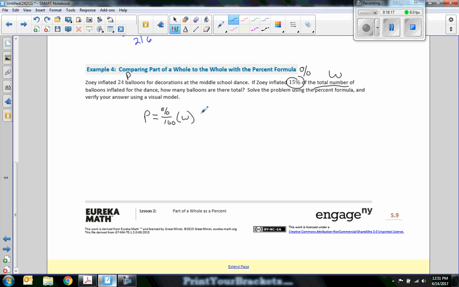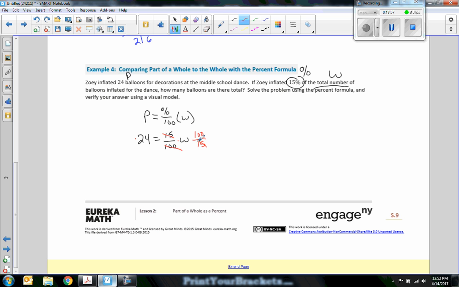It says how many balloons are there total, so I don't know the total here, but I can still use this formula. P, the part, is 24. The percent is 15. And the whole is what we don't know. I don't need a parenthesis there, so I won't write the parentheses. So 24 equals 15 100ths W. Now remember that the inverse of multiplication is division, but when we have a fraction, the inverse of a fraction is its reciprocal. So I'm going to multiply both sides by 100 over 15.